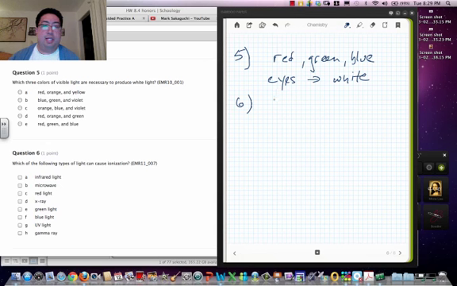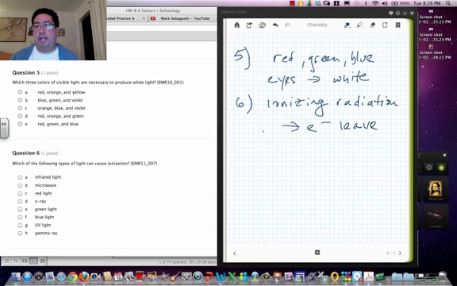Okay, 6. All right, ionizing radiation. We talked about this today when we talked about the photoelectric effect. This is the idea where we ionize, so electrons leave.